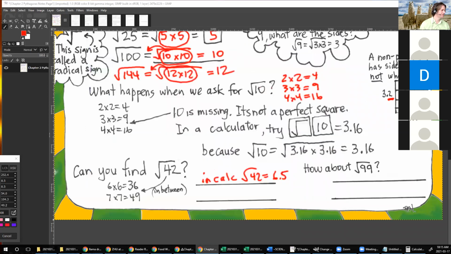All right, let's go back to our examples here. So how about the square root of 99? You guys have probably already done this.